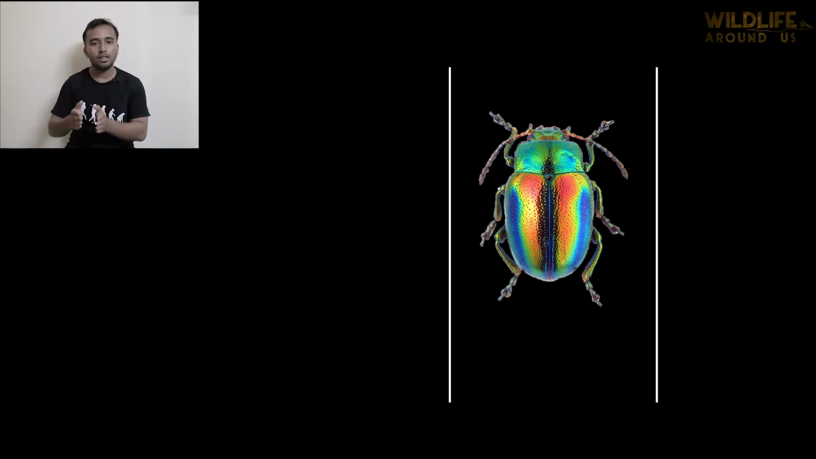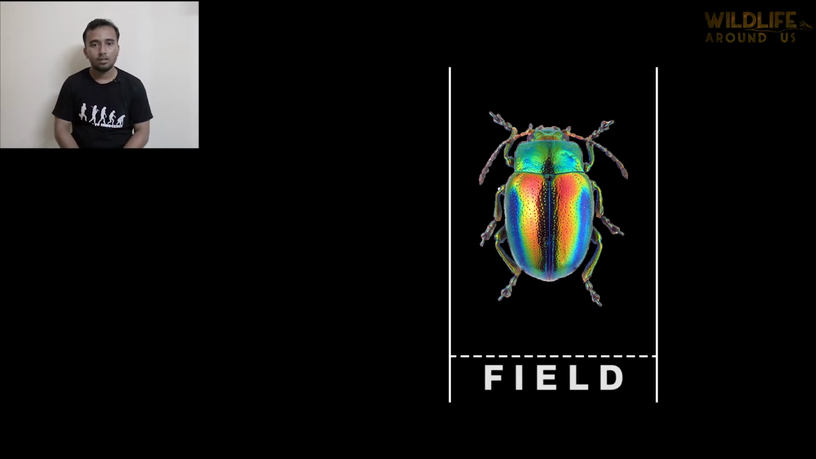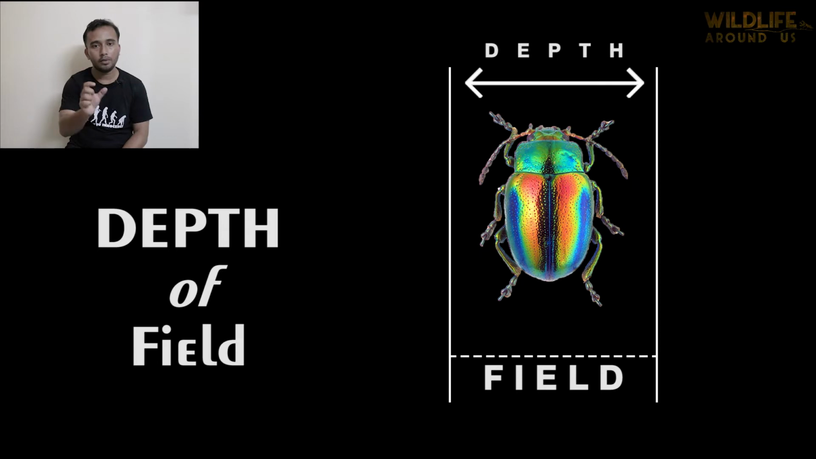Now let's assume that there is a subject, let's say an insect, which we want to photograph. The area between these two lines, where the insect lies, is our area of interest. We call it a field. We want the subject within these two lines, or within this field, to be in focus. So the distance between these two lines we call depth. So the depth of this field is called the depth of field.